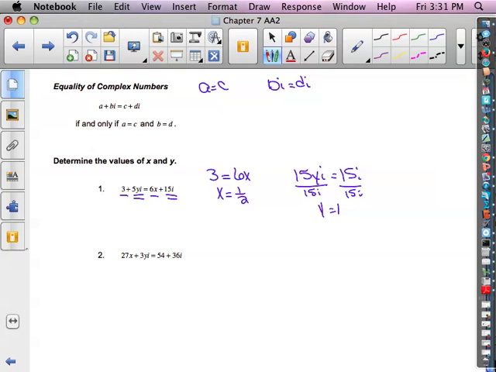Oh, I changed that. I'm sorry. I looked at my answer key. That's a 5, and that's a 5. So therefore, that is equal to 3.